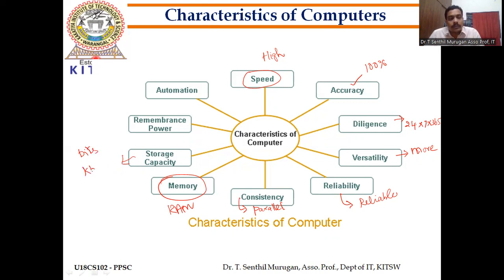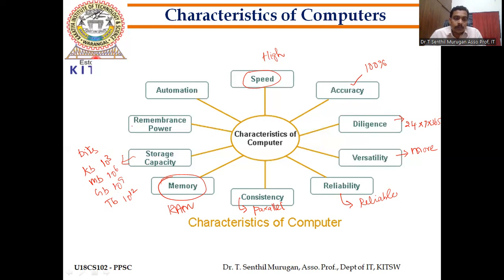So kilobits, megabits, gigabits, terabits, TB. So this is 10 power 3, 10 power 6, 10 power 9, 10 power 12 bits. That is the storage capacity we express in these units.